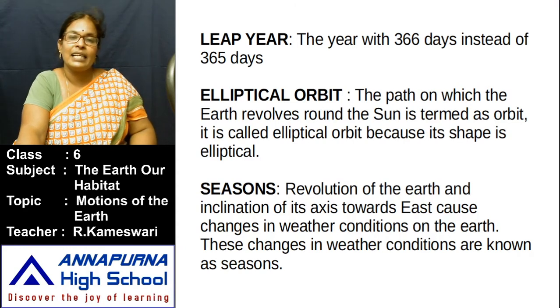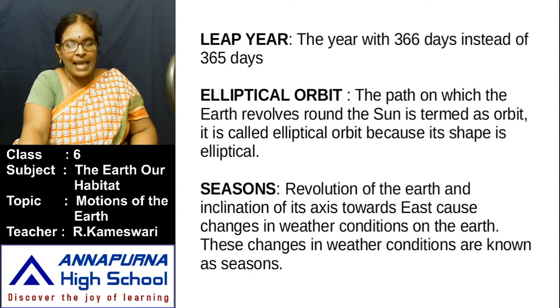Next, elliptical orbit. The path on which the earth revolves around the sun is termed as orbit. All the planets move around the sun on one fixed path. Another name of the path is orbit. It is called elliptical orbit. Why? Because the shape of this orbit is elliptical.